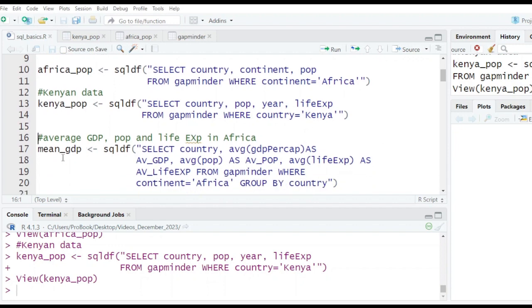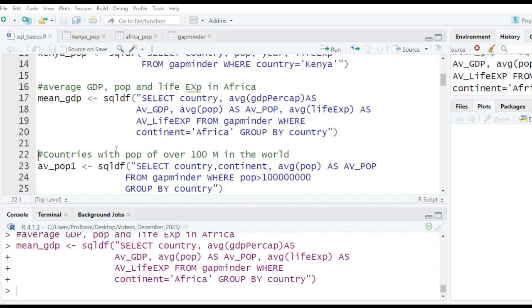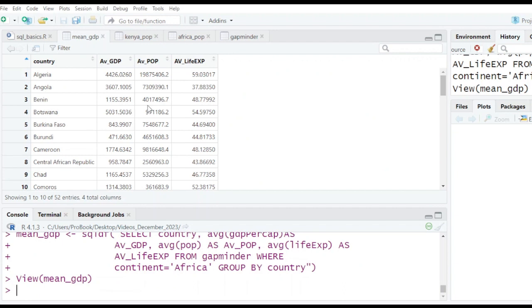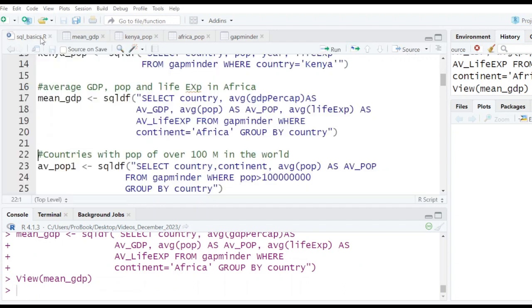You can also get the mean GDP. How do I get the mean GDP? I select country. I get the average of GDP per capita as average GDP. Then I get average population as AV pop, and then I get average life expectancy as AV underscore life EXP from Gapminder where continent is equal to Africa and you group by country. Let's see what happens there. If we were to view that data where we look for the mean GDP, and there we go, country with the average values. So you can see actually the commands for SQL are almost not far from the Tidyverse package.